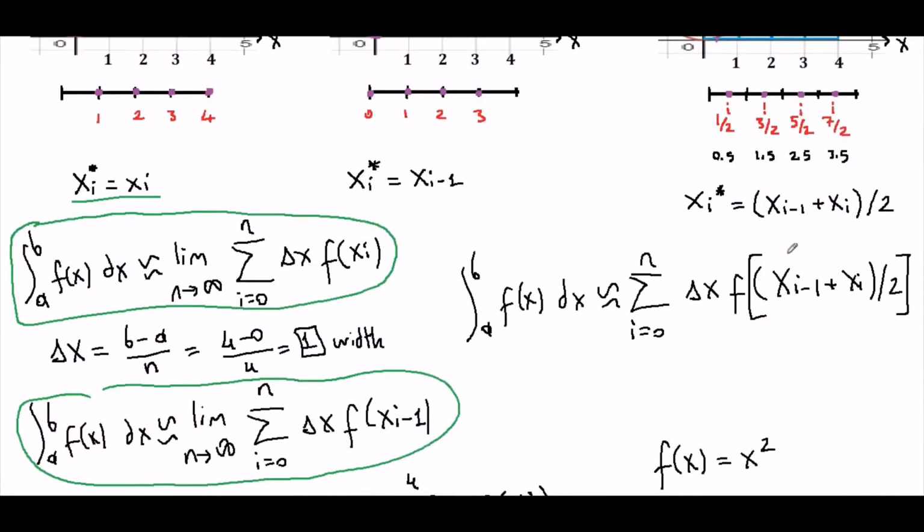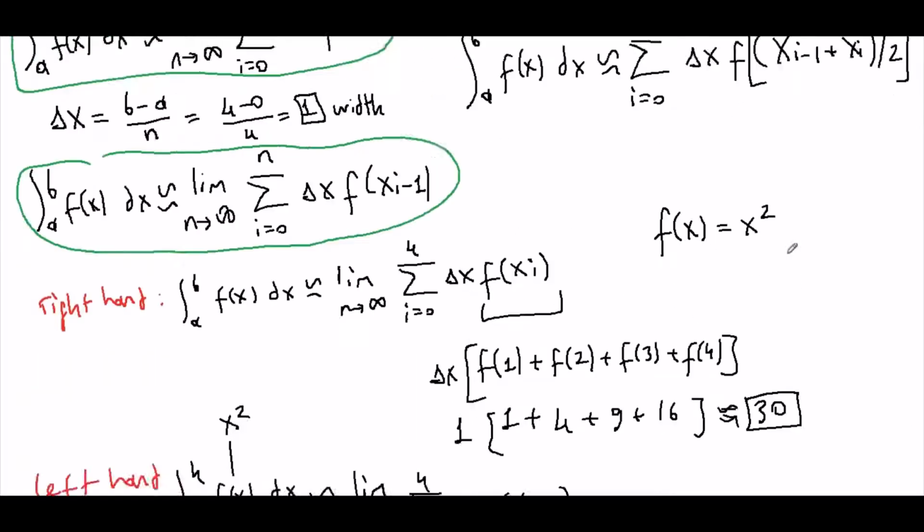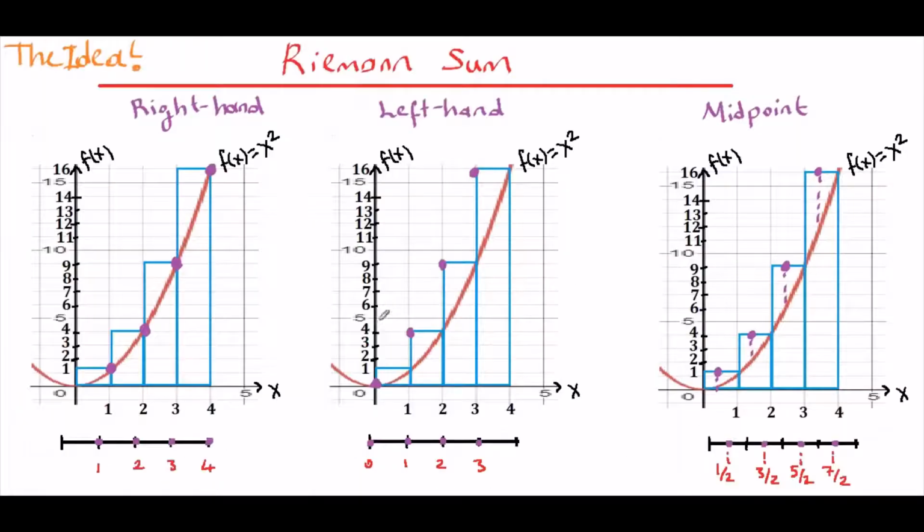So what happens if we use more subsections? What would happen if we divide this area into 10 rectangles, or maybe 20 rectangles, or 100 rectangles? The more subsections we use, the more the right hand, left hand, and midpoint estimations get closer to each other, and we get a better estimation. Let's do that using Python code.